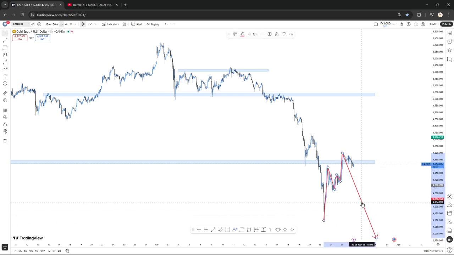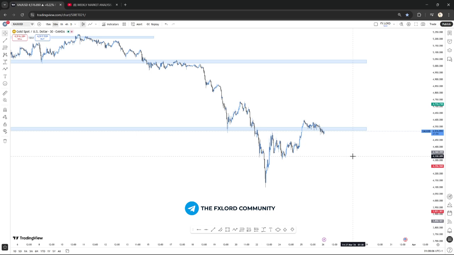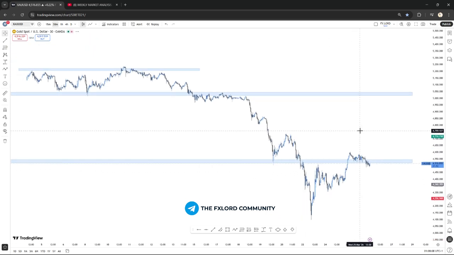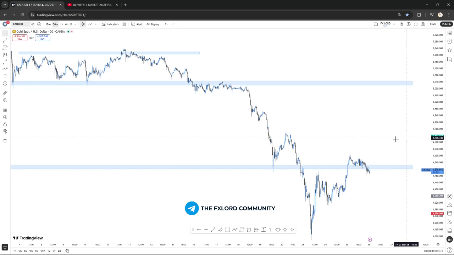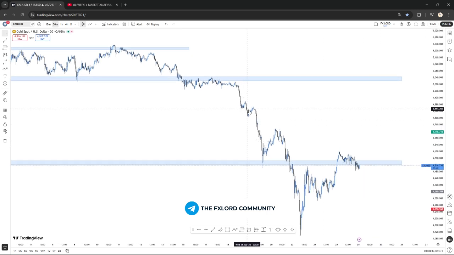All right, that's what you're seeing right now. On the 30-minute time frame, everything aligns. Everything must always align, all the time. That's what you're seeing on the chart right now.